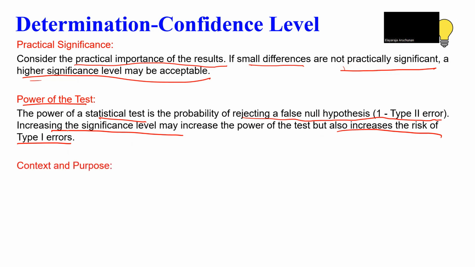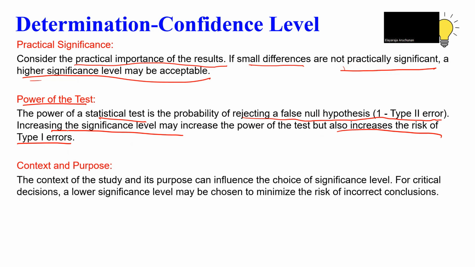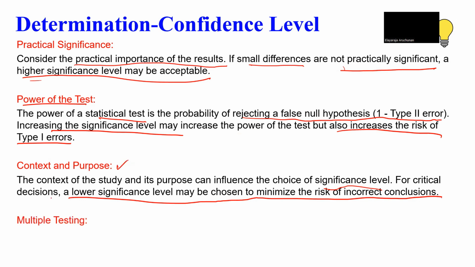Next is context and purpose. It's also one of the criteria, where the context of the study and its purpose can influence the choice of significance level. Okay, for a critical decision, a lower significance level may be chosen to minimize the risk of incorrect conclusion. Okay, so you need to know the context and purpose.